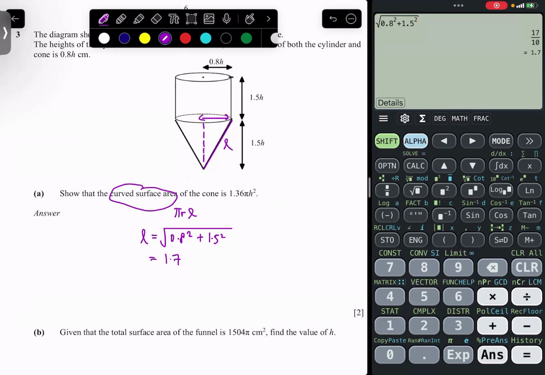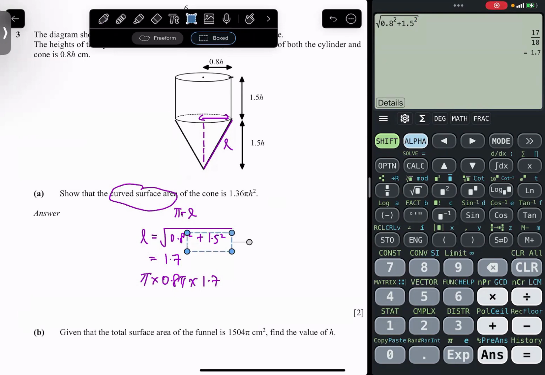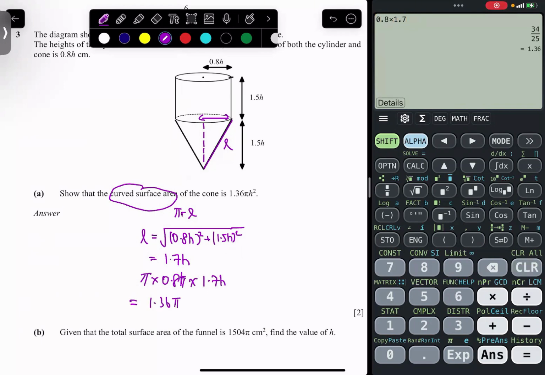The surface area is pi r l, so that means that will be pi times 0.8h times 1.7. Sorry, I made a mistake. It's supposed to be 0.8h squared plus 1.5h squared. So the answer will be 1.7h. Okay, so l is 1.7h, and we get 0.8 times 1.7, which is 1.36 pi h squared.